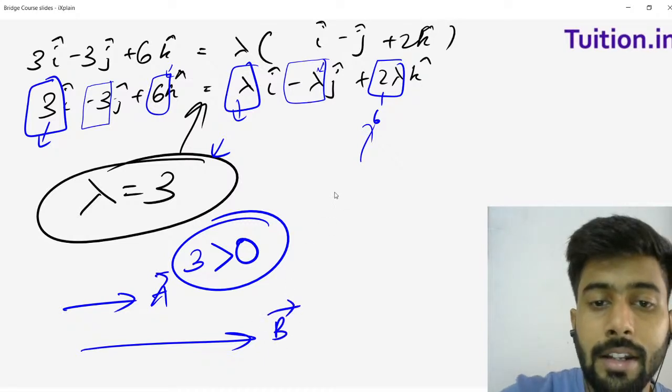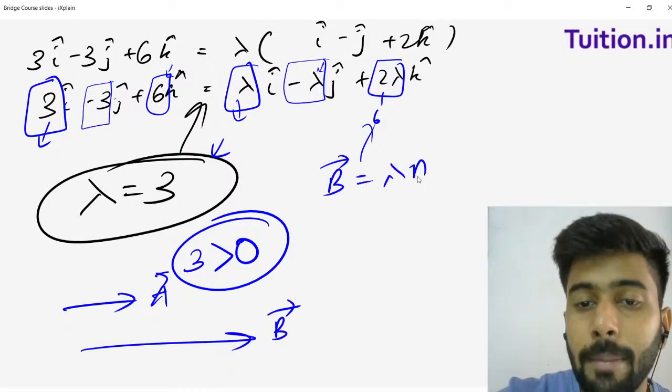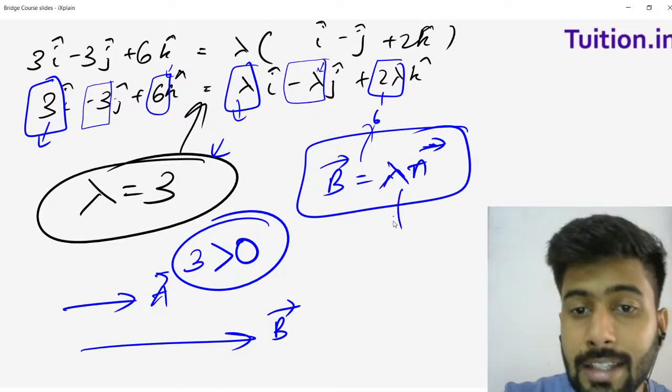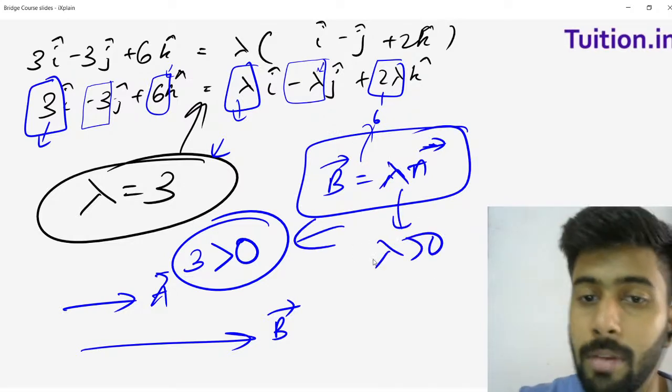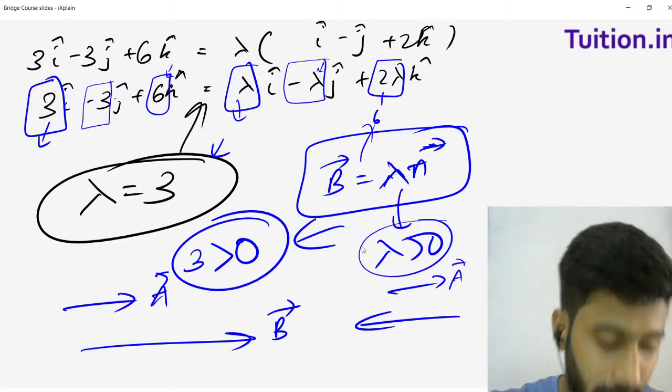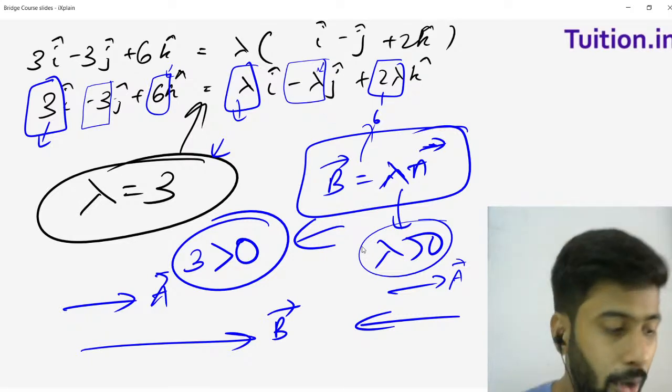A bar and b bar are indeed obeying the relation: if you multiply a bar with lambda, you will get b bar. And this lambda is also more than 0. That also I have confirmed. So a bar and b bar can't be anti-parallel, because then lambda should have been less than 0. Okay. So this is how you do this problem.